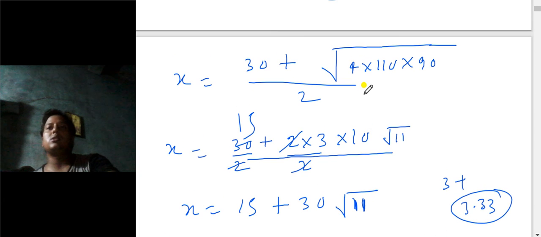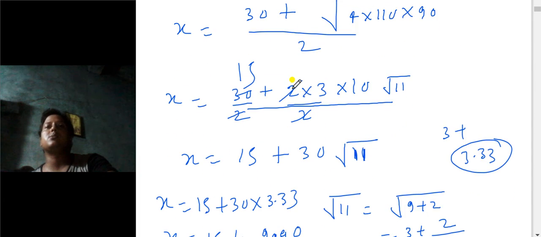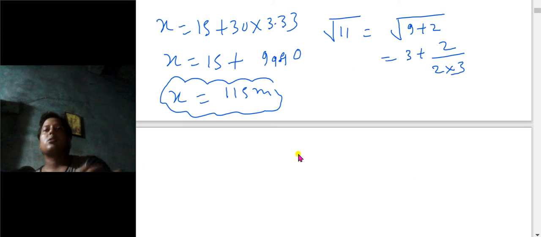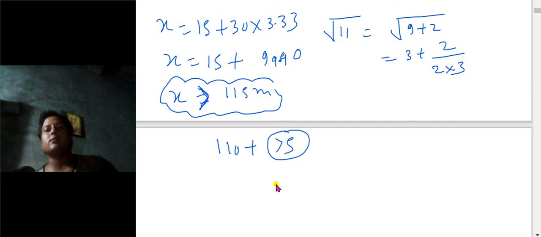But we already have a lot of approximation, which in real comes out to be greater than this, and so 110 plus something greater than 5, and therefore the sixth bench.